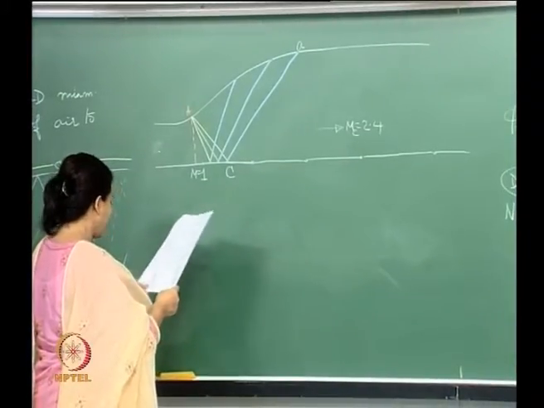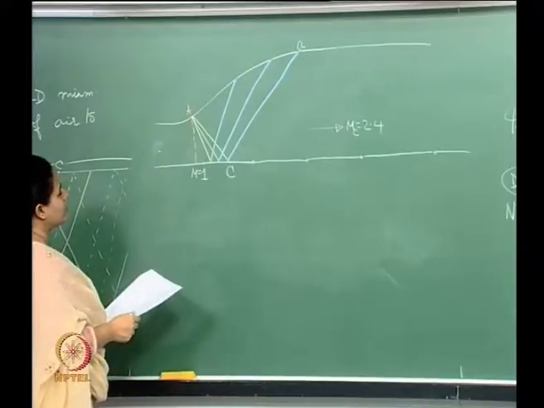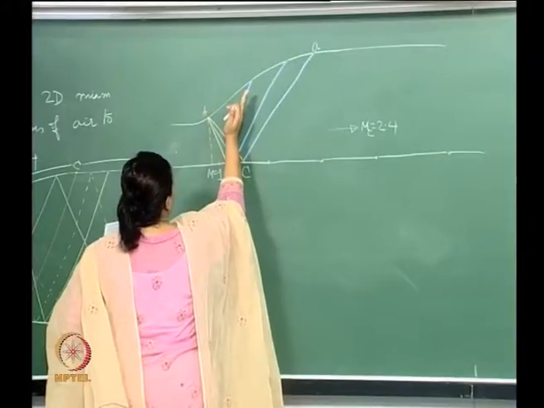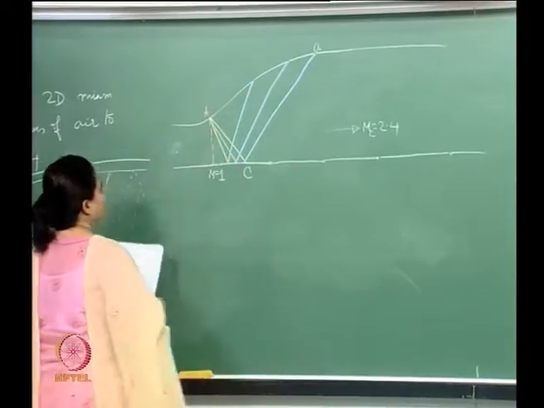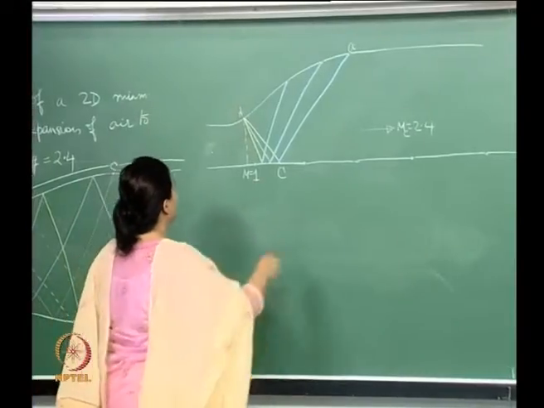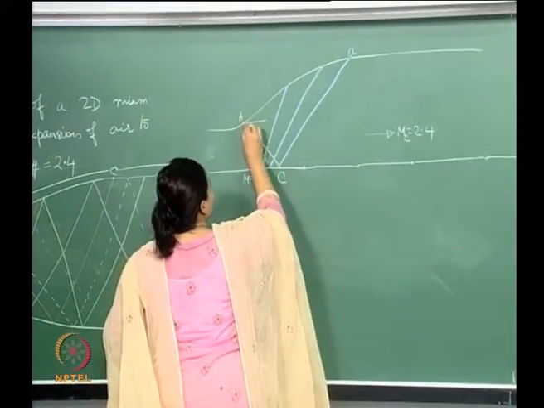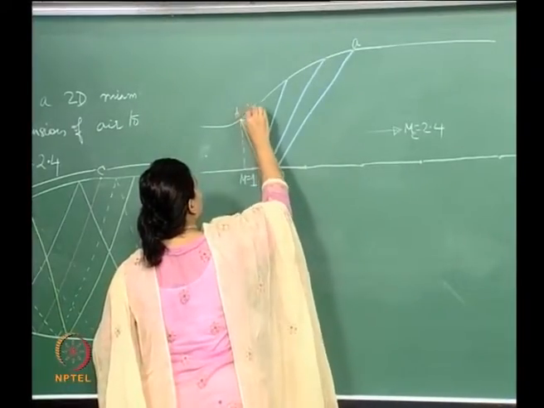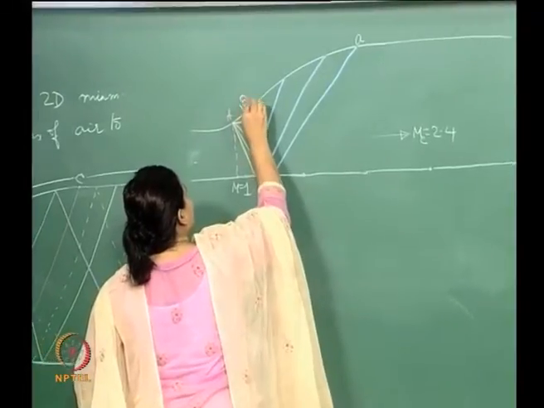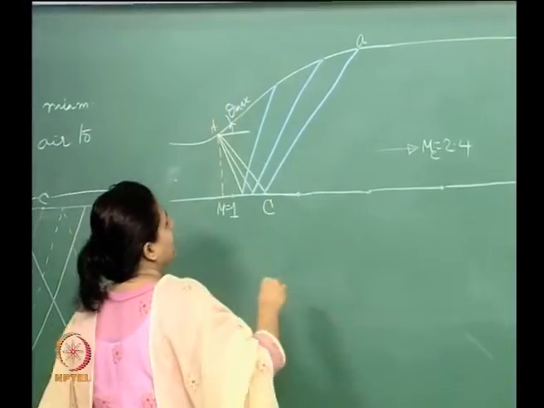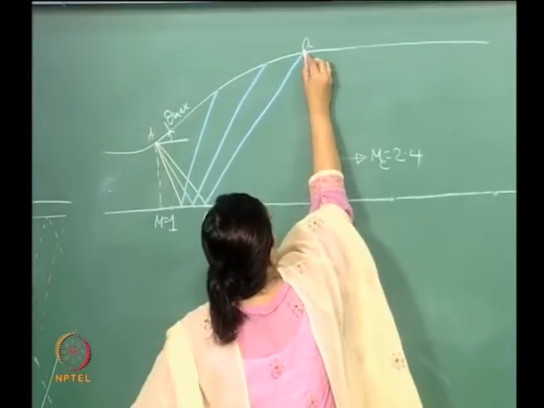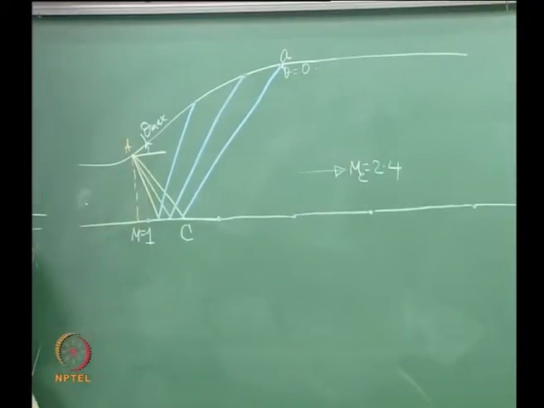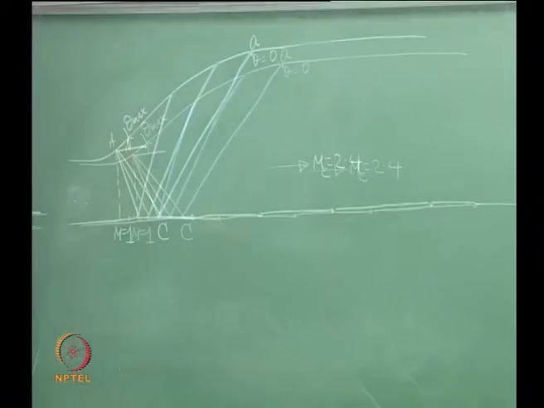Now if we do this over here, you can see that these are the right running characteristics and these are the left running characteristics, right. Now design wise, this is theta max, and you can clearly see that at this point, of course, theta is equal to 0. So that is our geometry.